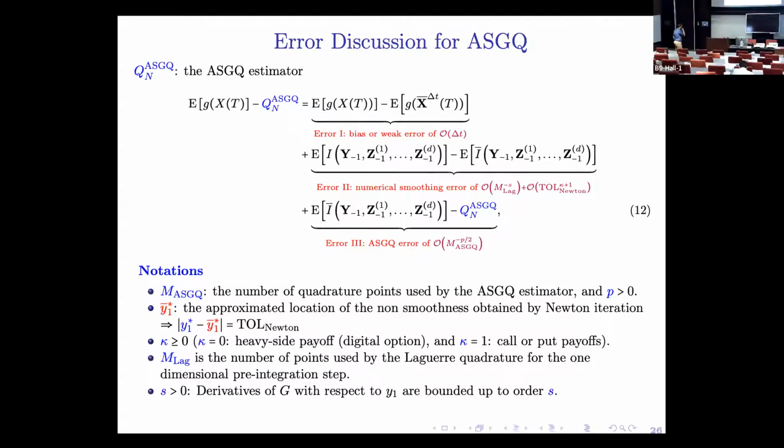Okay. Now let's discuss the error that we end up with when we combine numerical smoothing with adaptive sparse grids. Let's define the adaptive sparse grids estimator as such.